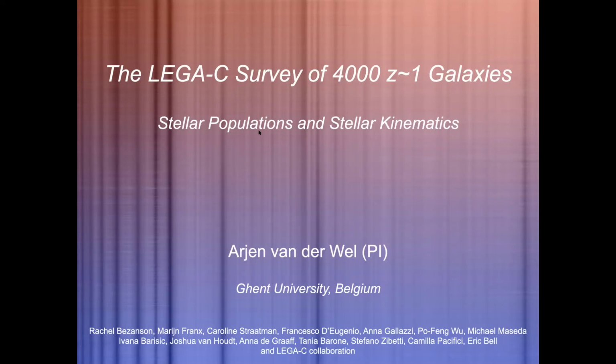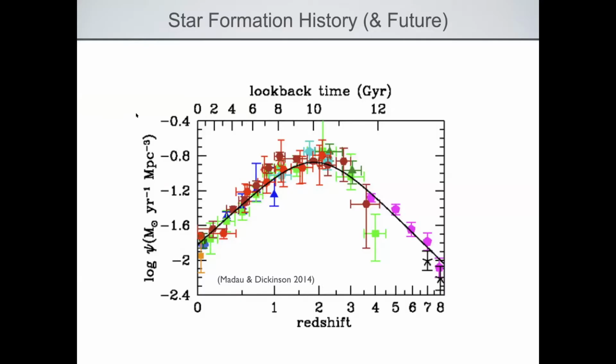And that begs the question, why? Because redshift 1 is not exactly high redshift these days. Why should we put so much effort into that? For that purpose, let me show this star formation history diagram in a different way than you're used to.